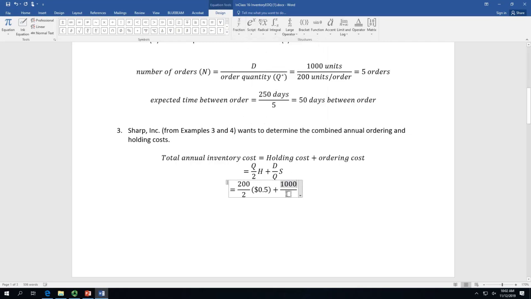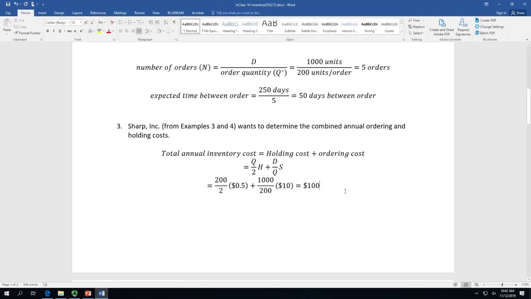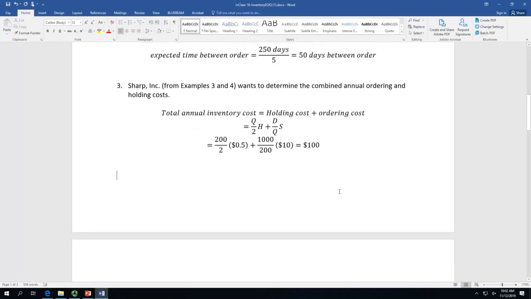And plus demand 1,000 units, and the ordering quantity level is 200. So totally we make 5 orders. Each order is going to cost $10. So now it is $100. So that's the total inventory cost.